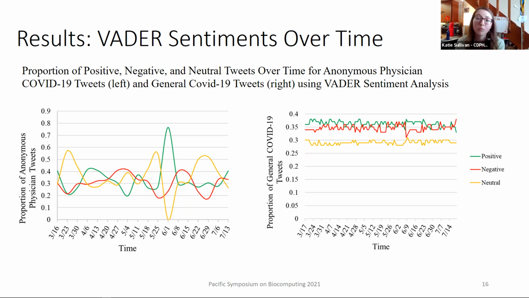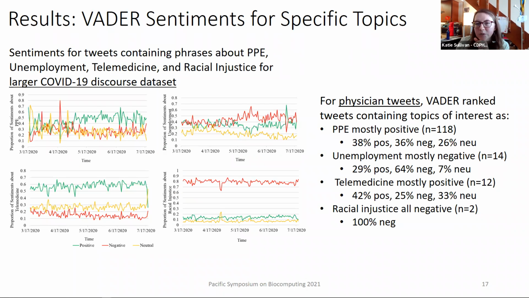So it is possible that with more tweets over a longer period of time, the sentiments of the anonymous physician tweets would result in a comparable pattern over time to that of the larger COVID-19 data set. So a majority of tweets for both data sets were assessed as being positive with no statistically significant difference in overall sentiment, actually. So here's something interesting.